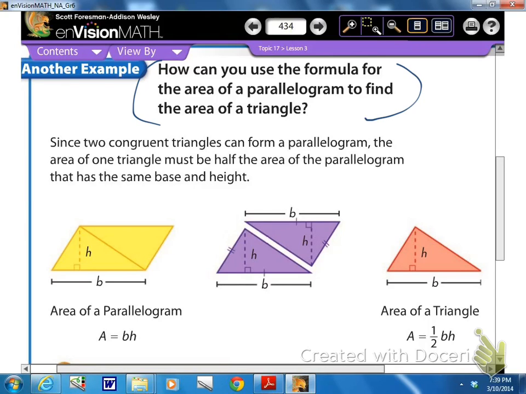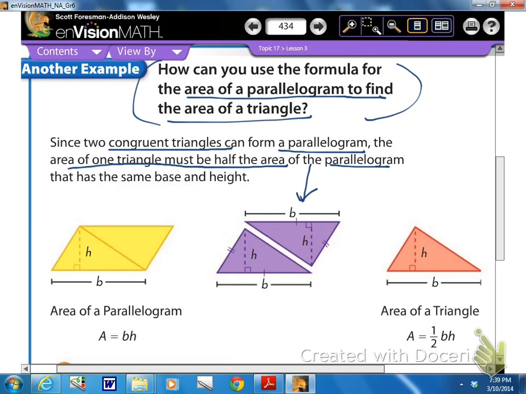Alright, so how can you use the formula for the area of a parallelogram to find the area of a triangle? We've talked about this with a rectangle before. Since two congruent triangles can form a parallelogram like they show here below, the area of one triangle must be half the area of a parallelogram that has the same base and height. Or, let's look at it backwards. If I have a parallelogram like they do right here, and I drew a line from one corner to the opposite corner, I would have cut it in half and I would have two triangles.